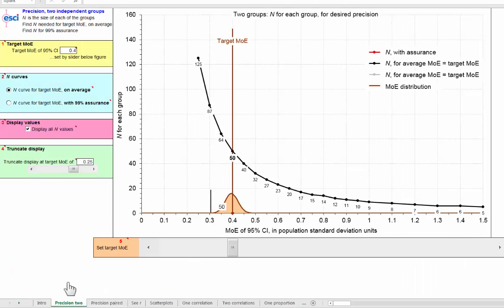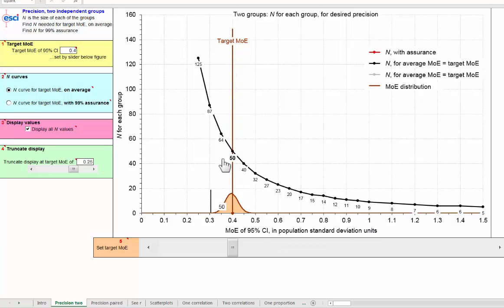This is the Precision 2 page in ESCI, which we'll use if we want to use two independent groups, each of size n. And basically it's a graph showing us how n varies with MOE for the confidence interval on our effect size, the difference between the two means. And MOE is expressed in units of population standard deviation units. Think of it as the units of Cohen's d.